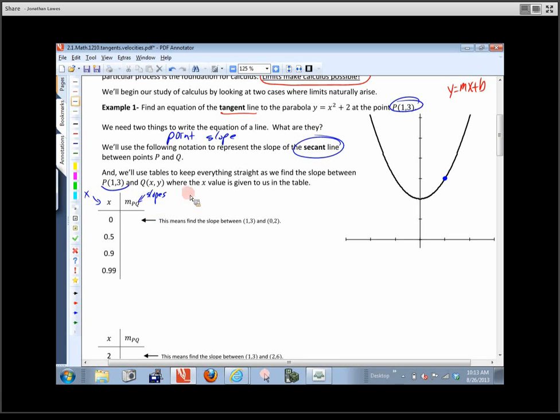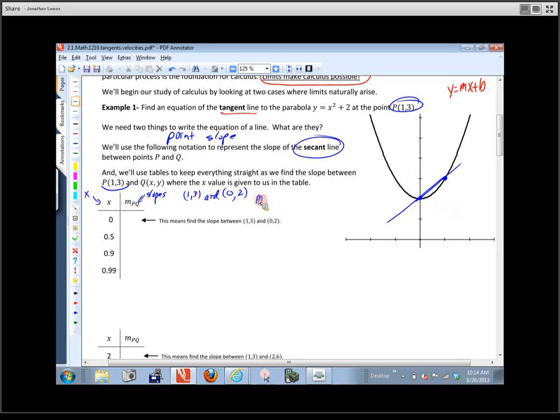So the point is (1, 3), and the other point is, what am I plugging in for x? 0. And what do I get when I plug a 0 in here? I get a 2. Let's represent this geometrically. Let's go over here to the graph. (0, 2) is right here. So can I find the slope of that secant right there? Yes, I can. Pretty easy to do, right?